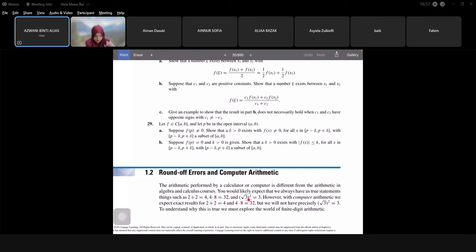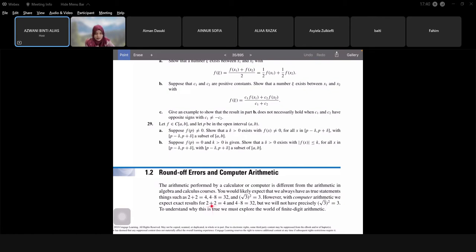and the square root of 3, and then kita kuasakan 2, the square root of 3 to the power of 2, you akan dapat 3. Okay. However, with the computer arithmetic, we expect exact result for the 2 plus 2 is equal to 4. Kan jelas kan, 2 plus 2 is equal to 4. Maksudnya kalau you masuk dalam calculator pun you akan dapat 2 plus 2 is equal to 4. It's a finite number. 4 multiplied by 8 you akan dapat 32. But we will not have precisely square root of 3 to the power of 2 is equal to 3.